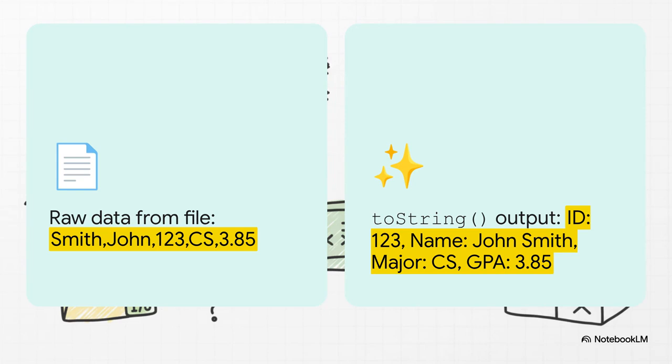And this slide shows you exactly why that toString method is worth a whole 25 points. On the left, you've got what a computer likes to read, just raw, comma-separated data. But on the right, you have what a person can actually read: clean, labeled, easy-to-understand info. This method is all about making your data readable.